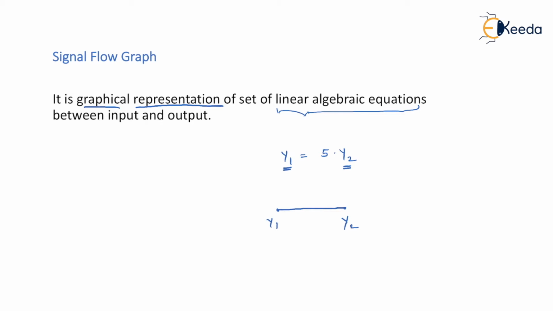Now the gain is how much? It is 5, since y1 is equal to 5 times y2. Then you have to make an incoming arrow towards y1 and write the gain as 5. So y1 equal to 5 y2 is an algebraic equation. This algebraic equation I have represented in a graphical form, or I would say a graphical representation. So this is what we call a signal flow graph.